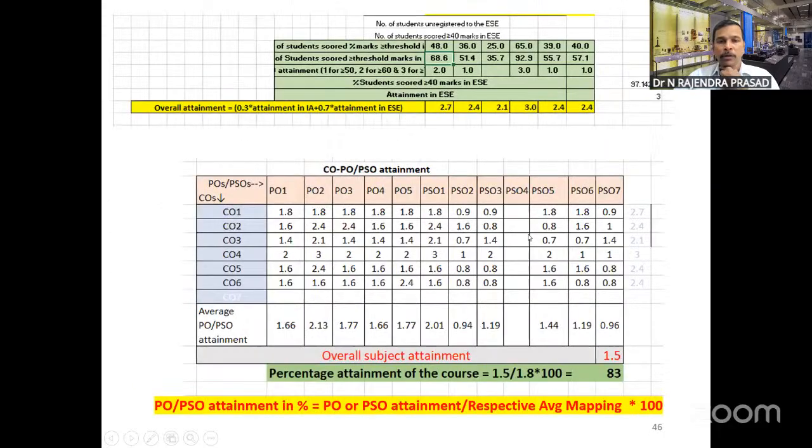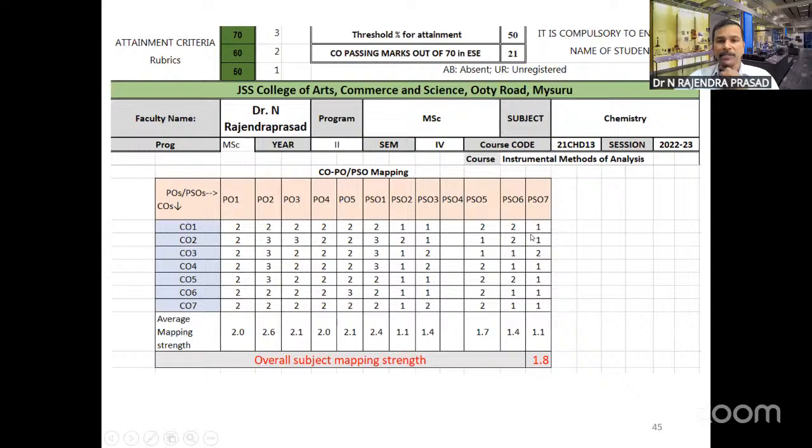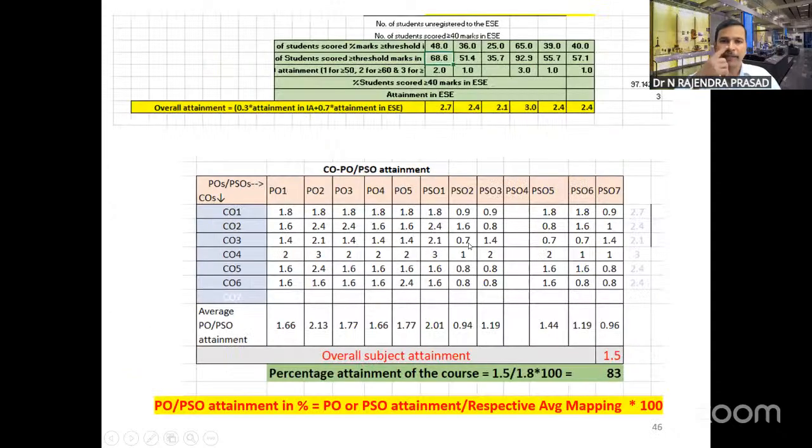Now, once course attainment is done, you have to calculate PO attainment and PSO attainment. How do you do that? You have the CO-PO mapping. Using this mapping strength, you have to calculate the attainment. You have your attainment table in the worksheet. CO1 attainment is 2.7. I have just entered it here in order to do the calculation. 2.4 is CO2 attainment, 2.1 CO3 attainment, 3 is the CO4 attainment. Similarly, CO5, CO6.